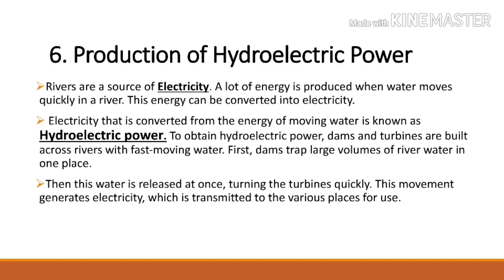And the next positive impact of rivers is production of hydroelectric power. Rivers are a source of electricity. A lot of energy is produced when water moves quickly in a river. This energy can be converted into electricity. Electricity that is converted from the energy of moving water is known as hydroelectric power. Again, electricity that is converted from the energy of moving water is known as hydroelectric power.